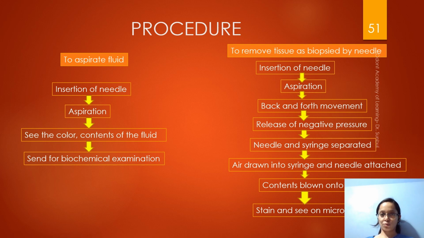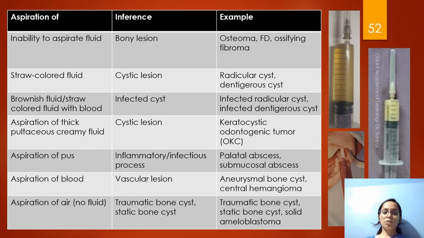on the microscope. So if fluid aspiration is done and we are not able to aspirate any fluid, it means it's a bony lesion. Okay, and they can be suggestive of osteomas, fibrous dysplasias, or ossifying fibromas. If a straw colored fluid is obtained, it's a cystic lesion, probably a radicular cyst or a dentigerous cyst. If a brownish or straw colored fluid with blood is seen, then it is an infected cyst.